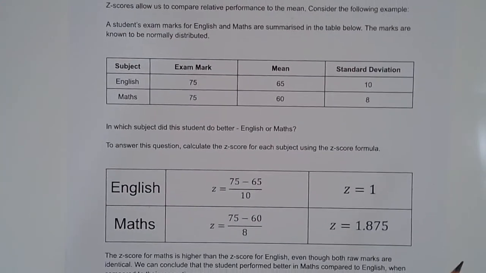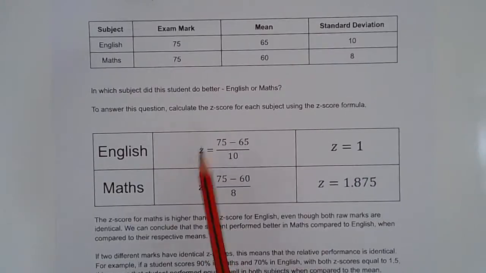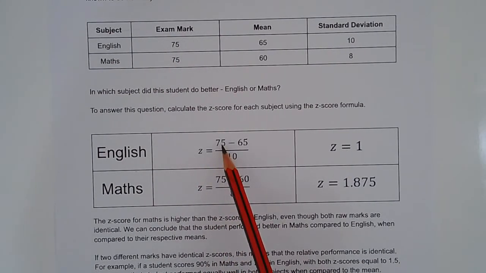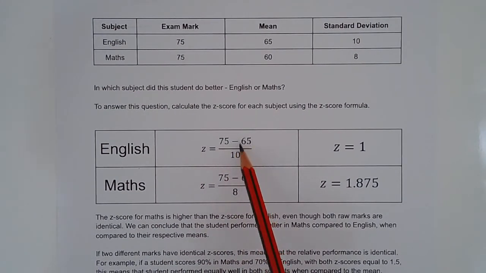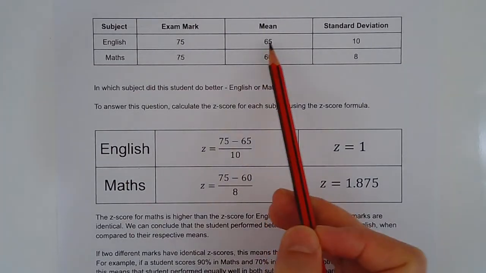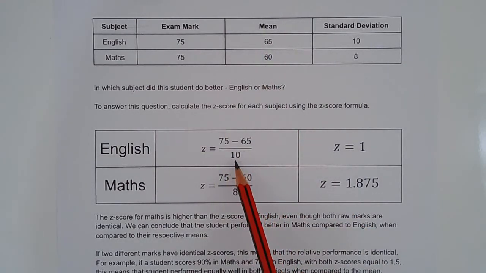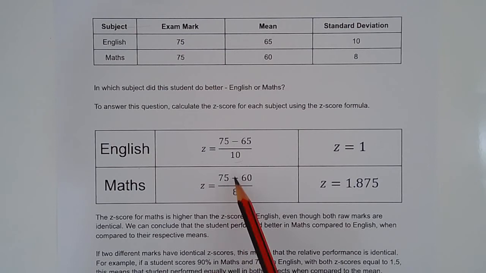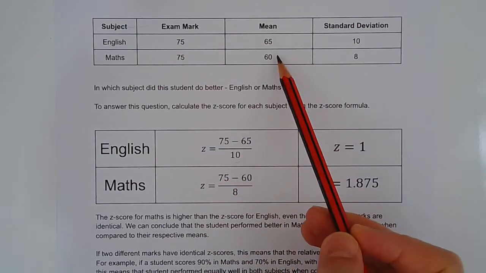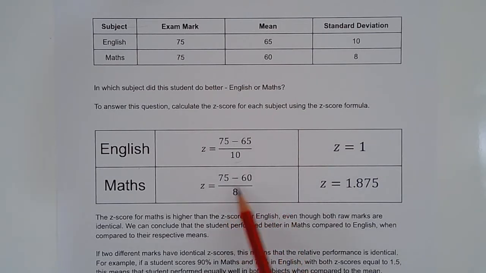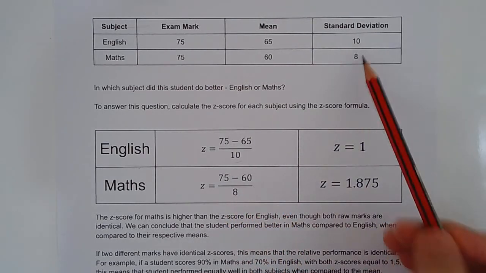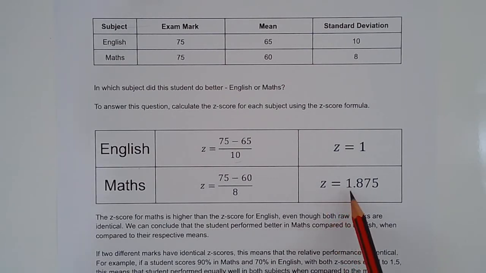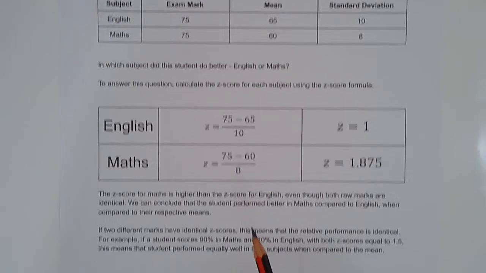So for English, the Z-score is the raw mark, so 75, minus the average or the mean for English, which was 65, divided by the standard deviation of 10, and we get a Z-score of 1. For Maths, we use the same formula, of course, so Z equals 75, that's the raw mark, minus 60, that's the mean for Maths, divided by the standard deviation for Maths, which was 8. And we end up with a Z-score of 1.875.